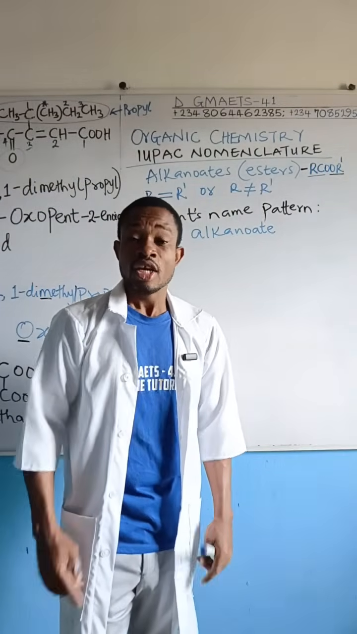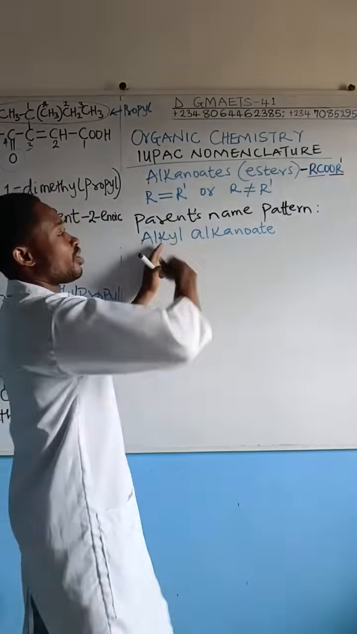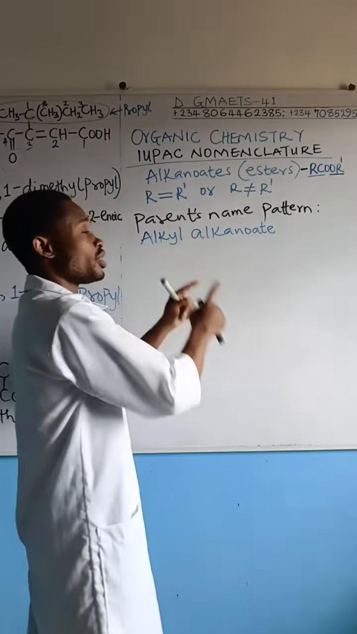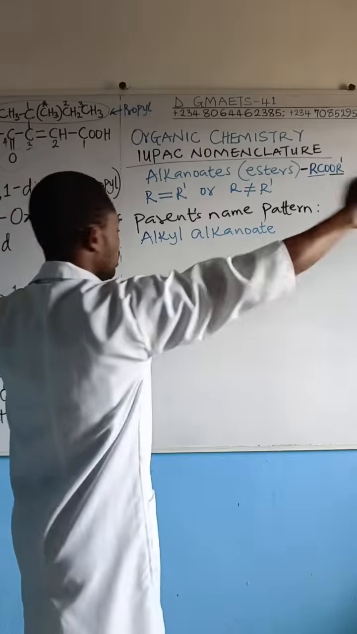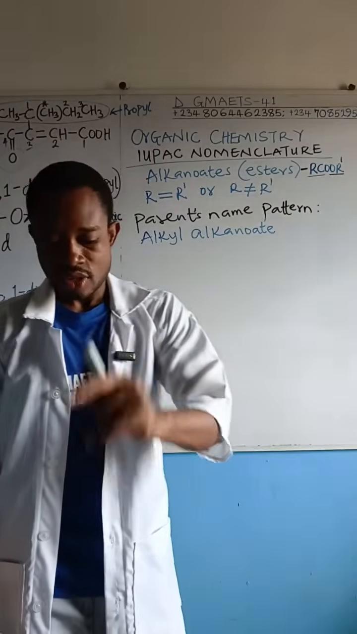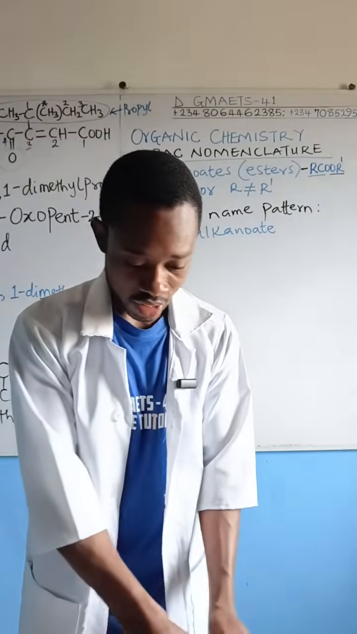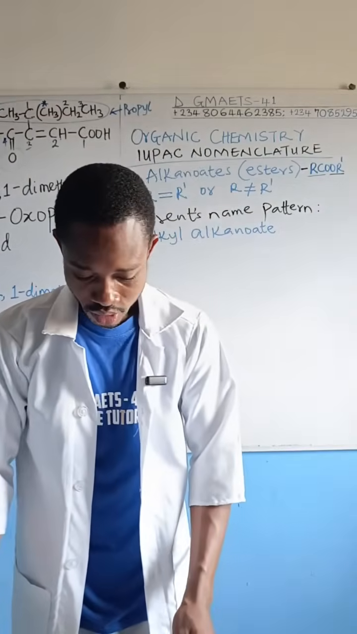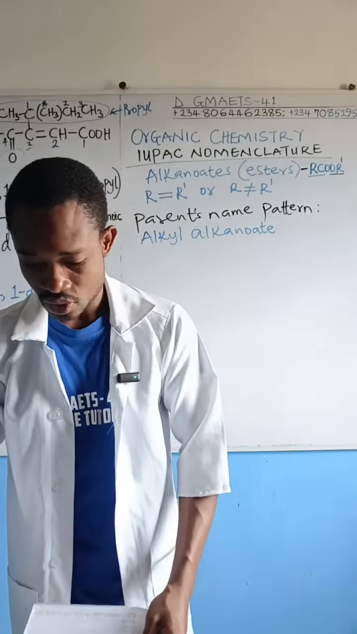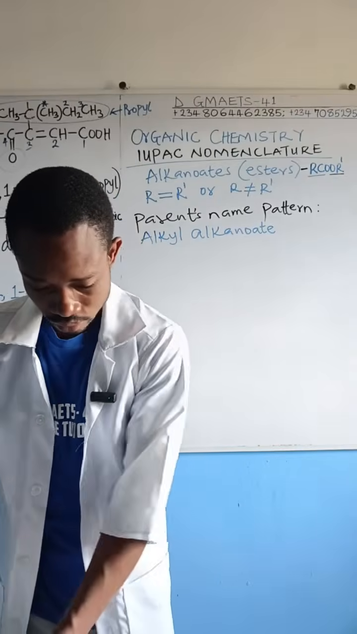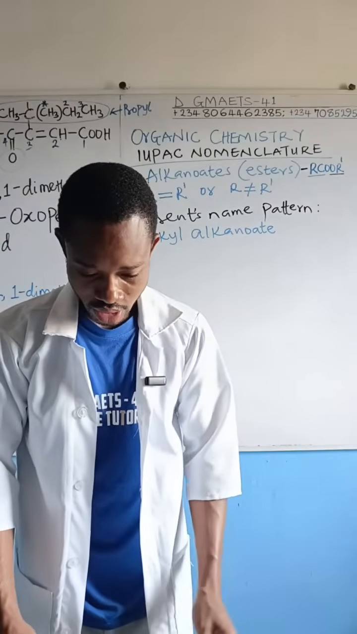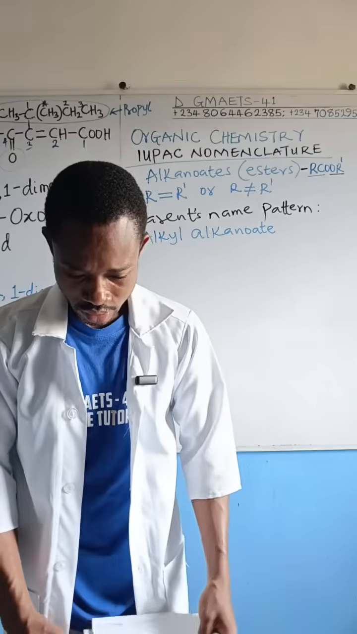from the left-hand side. So it means that since you are naming the alkyl part first and then alkanoate, whenever you are dealing with this, you number left and right. So don't worry, we're going to pick structures and then we deal with it. We are moving on. Let us look at this one now.